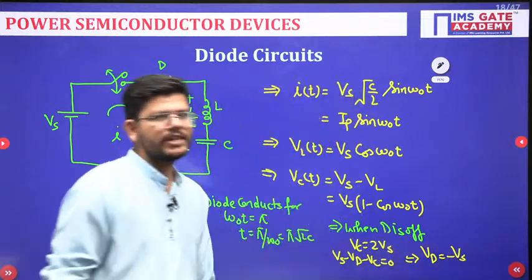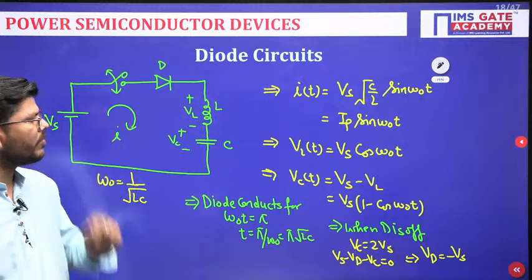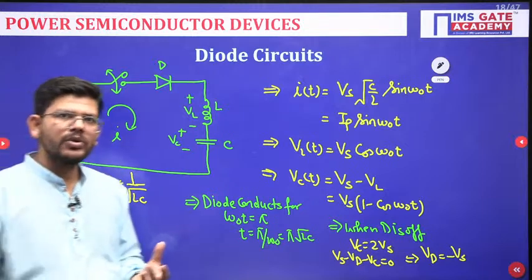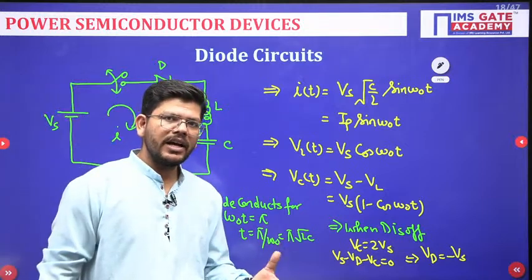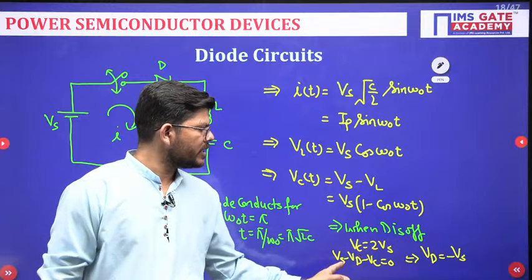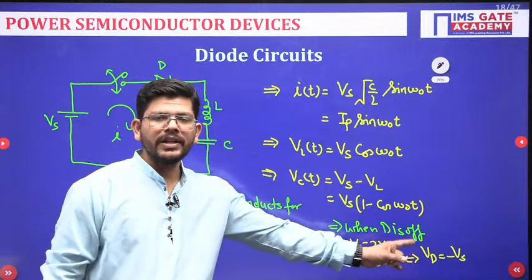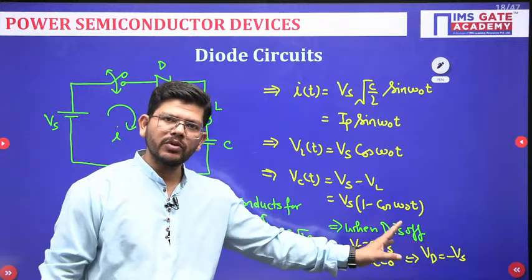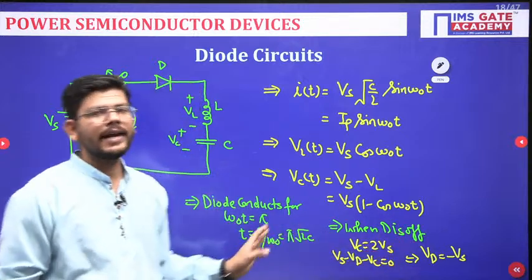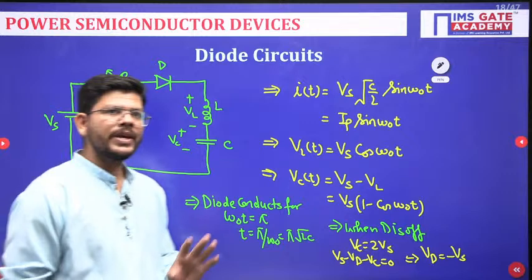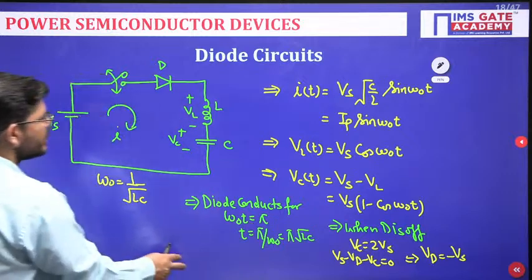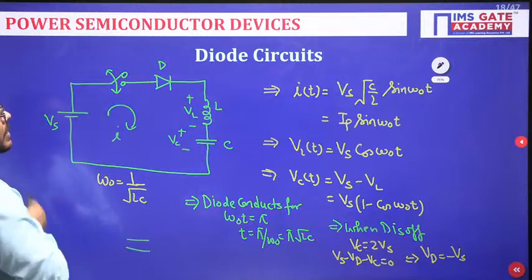Of course the voltage will be negative because the diode is off right now. So the capacitor voltage after the diode stops conduction is 2Vs, and the diode voltage when there is no conduction is minus Vs. That voltage is applied across the capacitor. Is that fine? So this is what will happen in an LC circuit. I hope everything is clear.